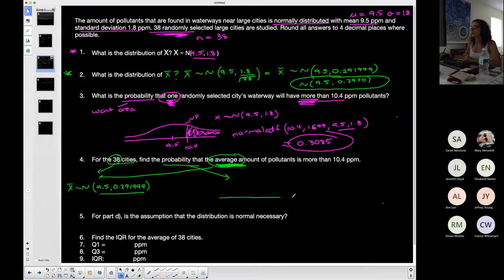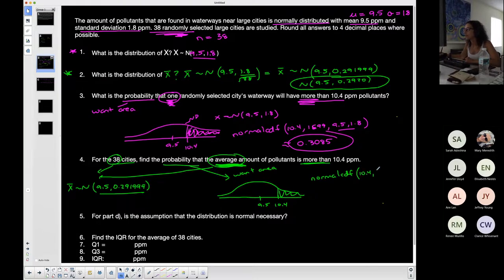Probability tells me I want area again. And the center of this curve is still the mean, whatever the mean is of your distribution. And this is still 10.4, not a mean difference, more than, still area to the right, but I'm on a different distribution, I'm on a distribution of the means. So I'm still using normal CDF because I want area, right? My lower bound is still 10.4.